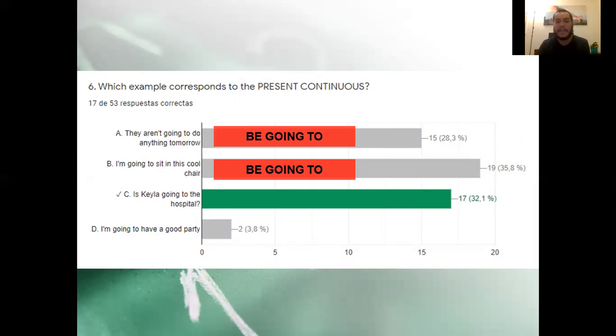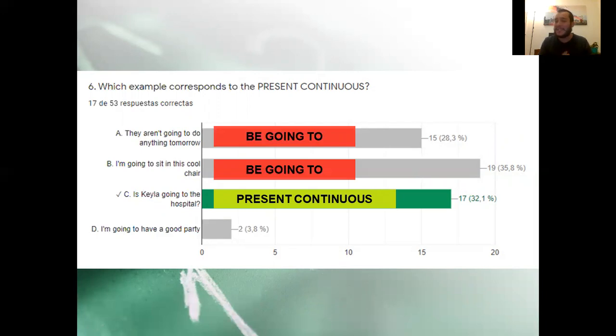Letter C, is Kayla going to the hospital? You can see that that is the correct answer because it is the present continuous. The important thing in this part, people, is to look at what is after the word going to. It says the hospital.